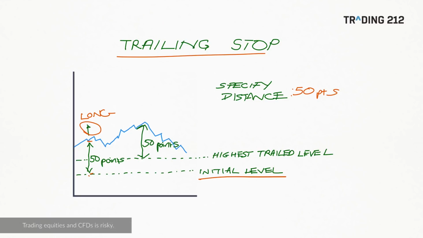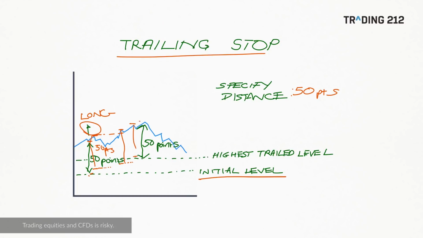50 points away. Now when the market ticks up to here, then your stop will tick up with it and remain 50 points away. As the market drops, your stop remains at this level, and it will only move up each time the market moves higher than this level. So the next time when it ticks up to here, then your stop would be 50 points higher, and at this level 50 points higher.